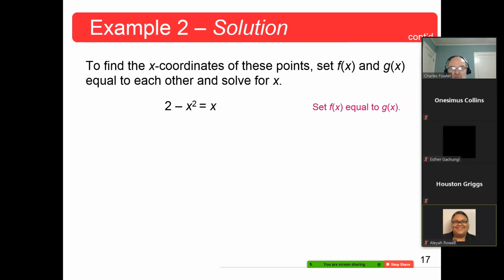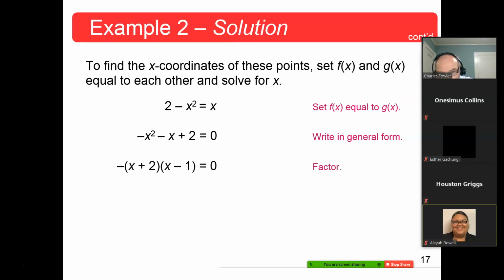So to find the x-coordinates of these points, set f and g equal to each other and solve for x. So f of x is 2 minus x squared, and g of x was x. Set those equal to each other, and they led off with the minus here: minus x squared minus x plus 2 is equal to 0. That's one general form. I prefer x squared plus x minus 2. They've just put the minus out front. That's okay too. It seems like cutting off your nose to spite your face here because they negated that.